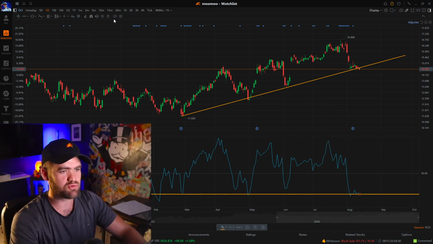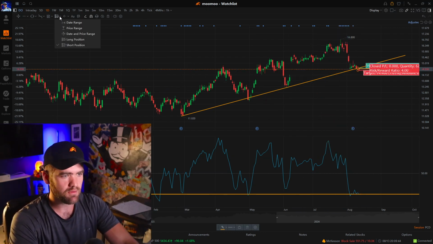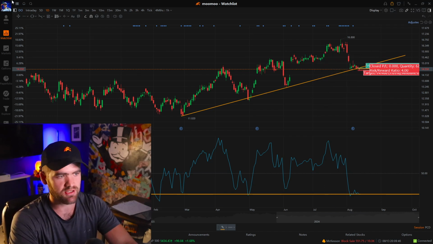The next thing here is risk and reward. So with this trade here, if we hopped in, let's go ahead and do a long position here. Sorry about that.